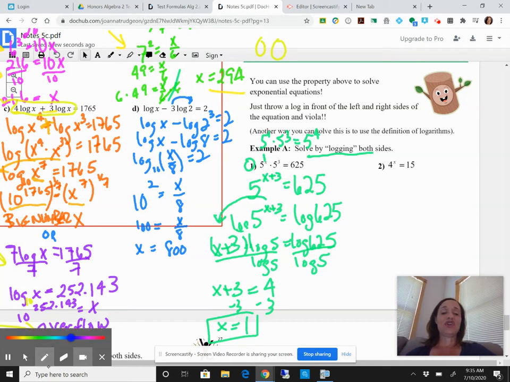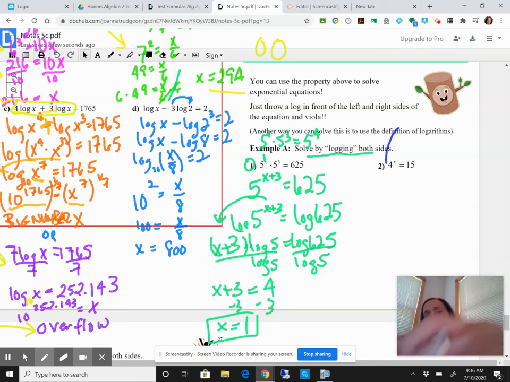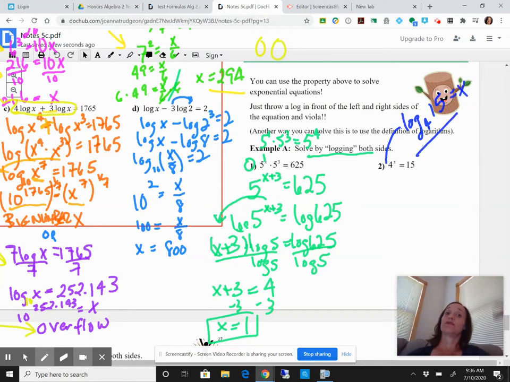Now again, you don't have to use putting a log on both sides for a problem like this. This problem, if I saw this, I'd probably use the definition of logarithms, and I would start with the word log, put the base there, 15 equals x, and I would just type that into my calculator and I would be done. But we're learning this other method, so that's why we're not doing it that way.